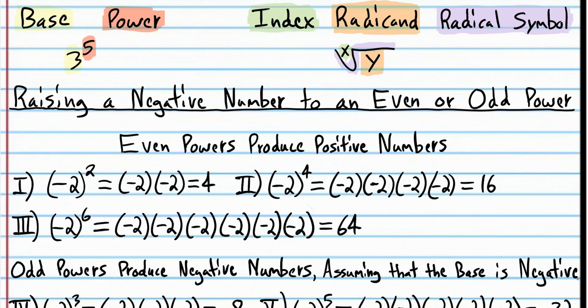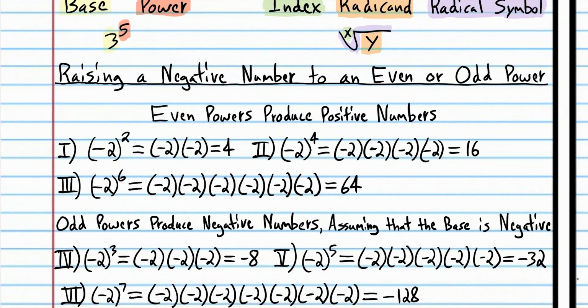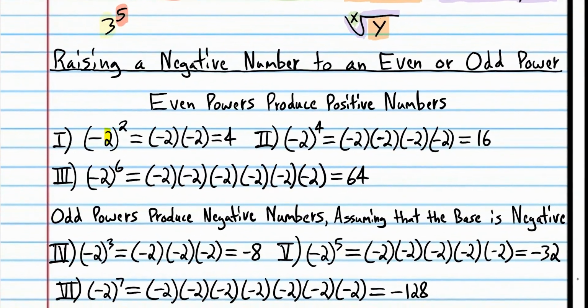Now, we're going to talk about raising a negative number to an even or odd power. So we're using -2 as the base. That's the negative number we're raising. And it turns out that when you raise a negative number to an even power, you see these even powers? When you raise a negative number to an even power, you always get a positive number. So you see the positive numbers, 4, 16, 64, we always get a positive number.